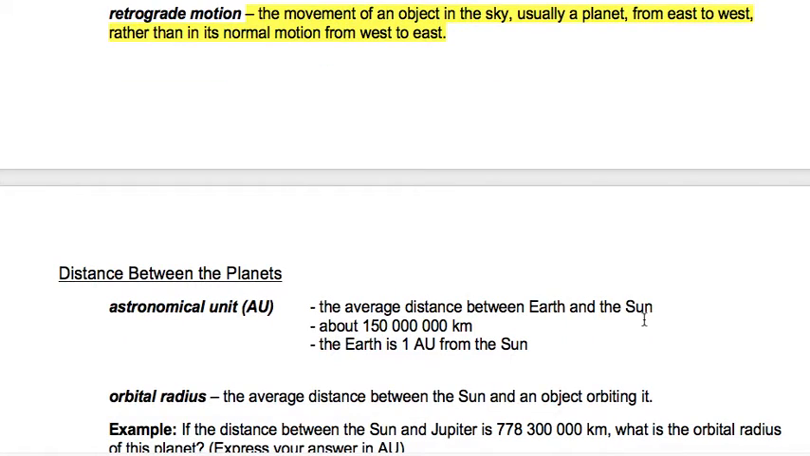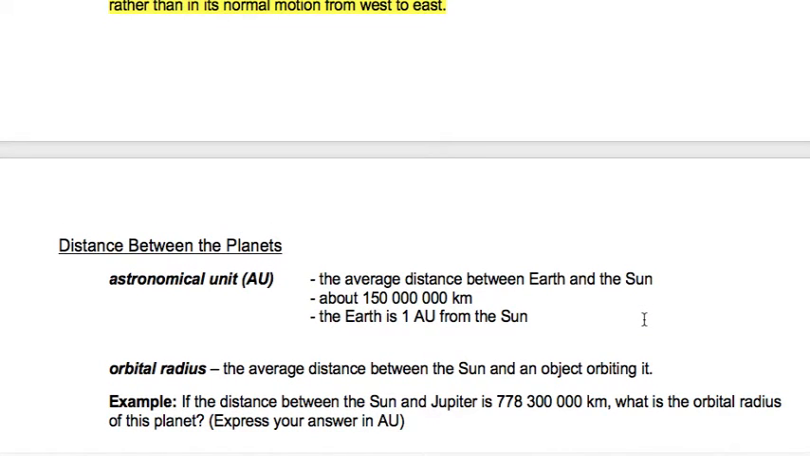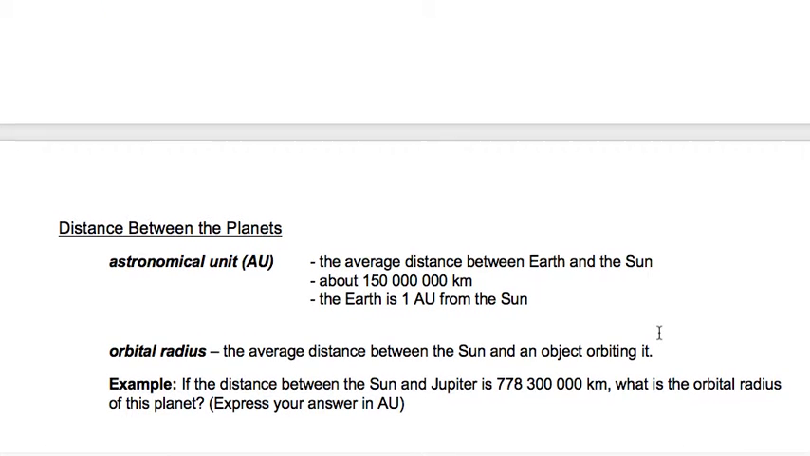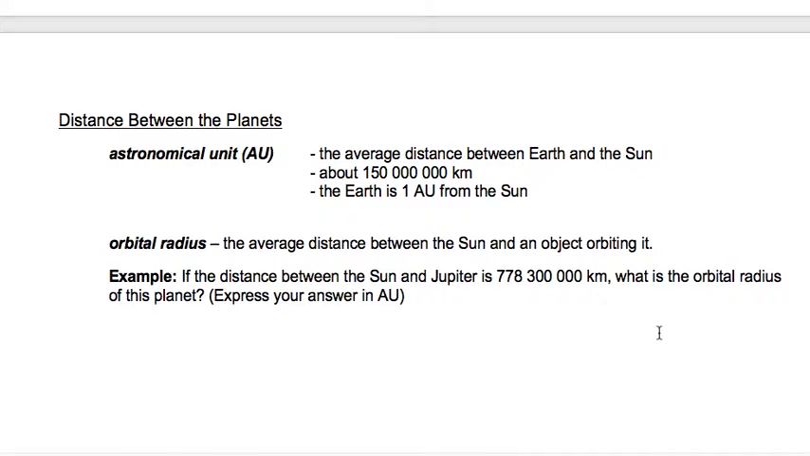So the orbital radius is the average distance between the Sun and an object orbiting it. So for example, if the distance between the Sun and Jupiter is 778,300,000 kilometers, what is the orbital radius of this planet? See if you can figure that out. Otherwise, we will take it up in class when I see you next.